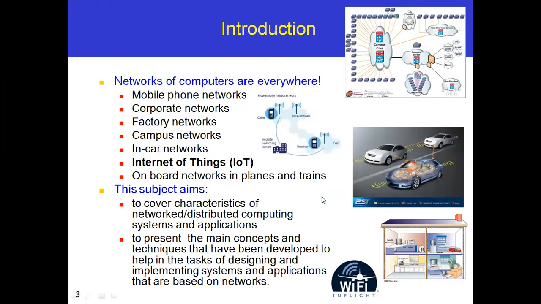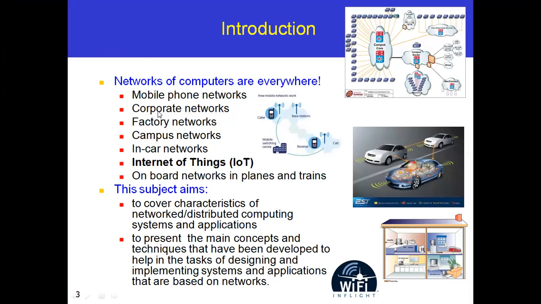Okay, see the introduction to distributed systems. First, we need to know what networked computers are and what distributed systems are. Coming to networks of computers, they are everywhere. Let's take an example of networks of computers: mobile phone networks. These are everywhere.